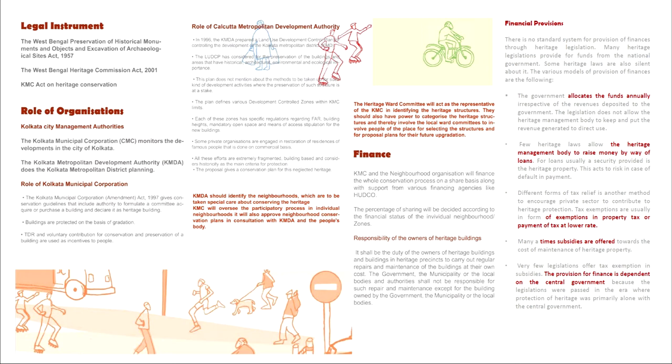The Heritage Commission will act as the representative of the KMC in identifying the heritage structures. The financial feasibility of the whole conservation project will be taken care of by the KMC and the neighborhood organization on a shared basis, along with the support of various financing agencies like HUDCO. Also mentioning the role of owners of the heritage buildings. Other financial provisions: government to allocate funds annually irrespective of revenue deposited, laws allowing the heritage body to raise money by way of loans, forms of tax relief to encourage the private sector to contribute to heritage protection, etc.